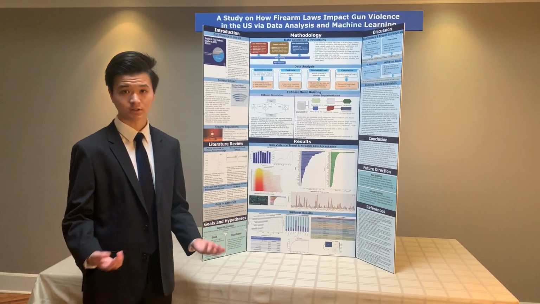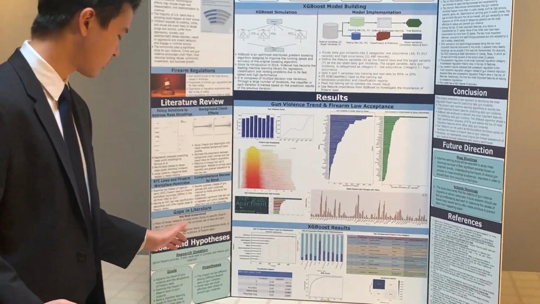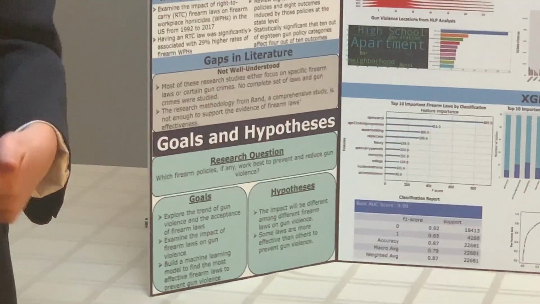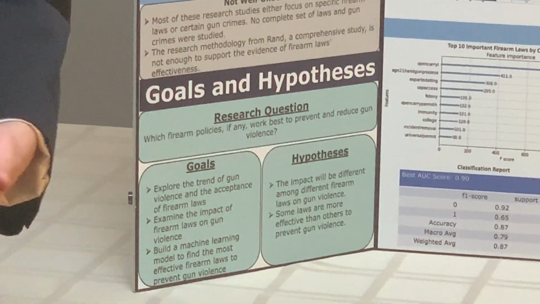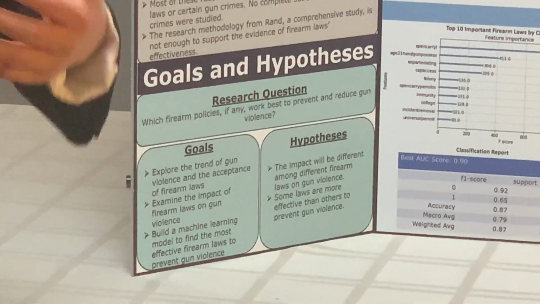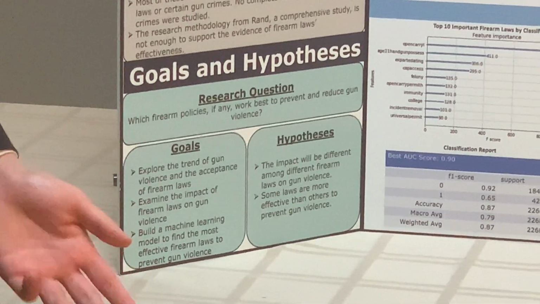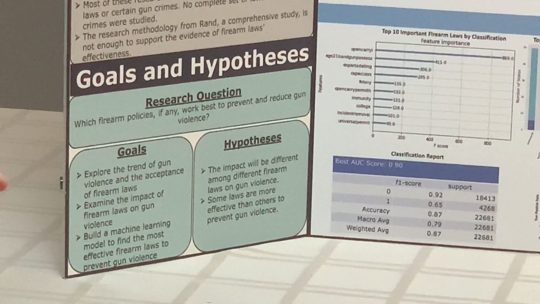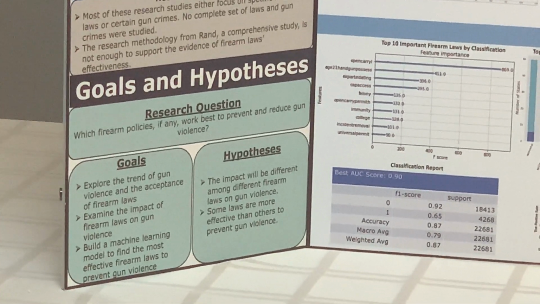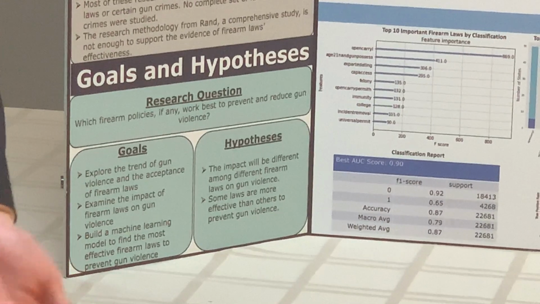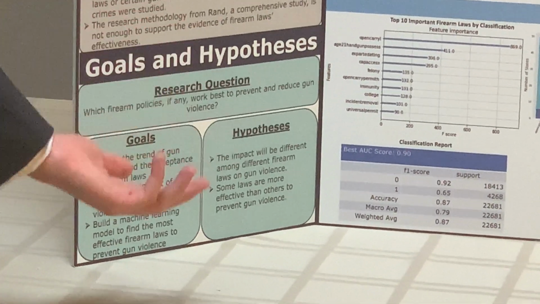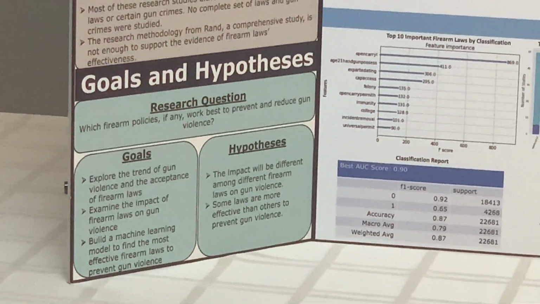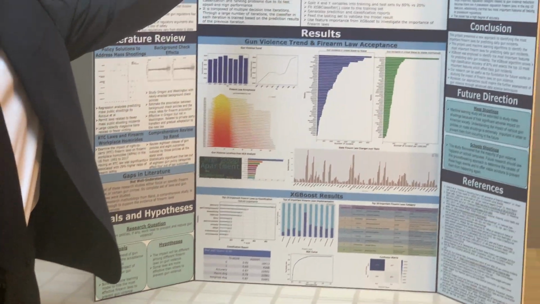Now, my goals and hypothesis. My research question is: which firearm policies, if any, work best to prevent gun violence? My goals are to explore the trend of gun violence over time using data analysis and advanced techniques, to examine firearm laws using data analysis, and lastly, to apply a machine learning model in order to identify which of these gun laws are the best in preventing gun violence. My hypothesis is that these gun laws will vary in effectiveness, and some will definitely be more effective than others. Now I'll be talking about my research methodology.